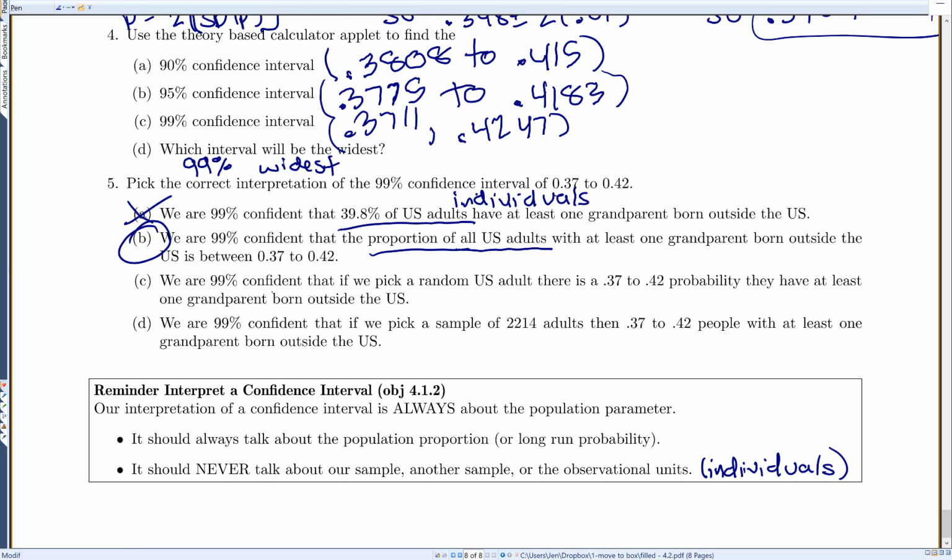Let's see the next one. We're 99% confident that if we pick a random U.S. adult, again, that's talking about individuals. So that one's going to be wrong. The next one, we're 99% confident if we pick a sample. Well, that's talking about a sample. That's going to be wrong. The reason we're going to hammer this in is that we find in statistics, people read these research papers and interpret confidence intervals wrong. We want to make sure that when you read a research paper, you can correctly interpret it.